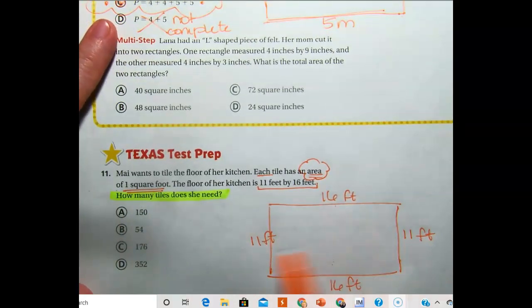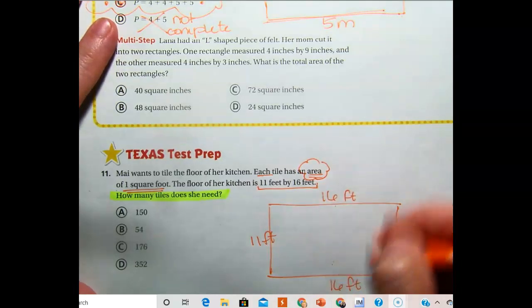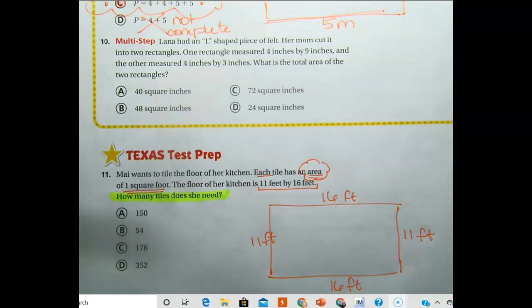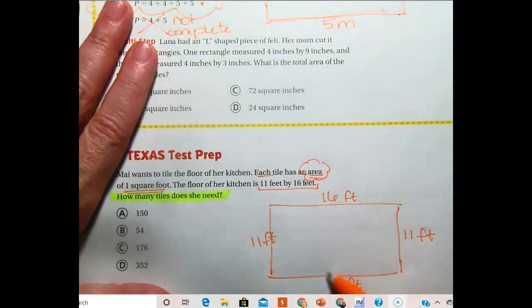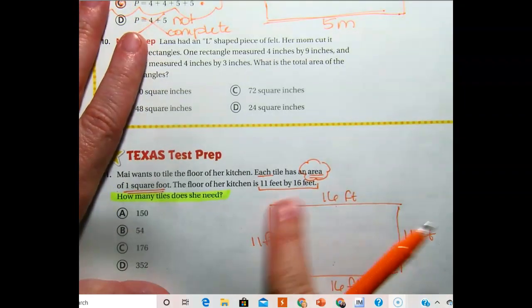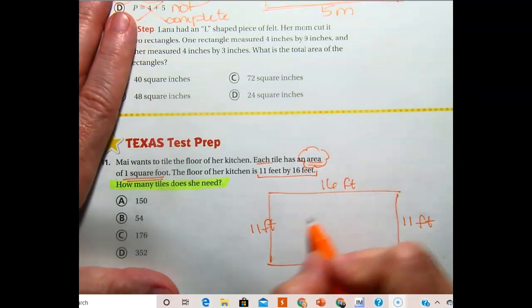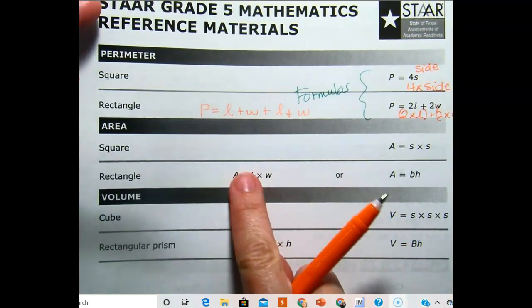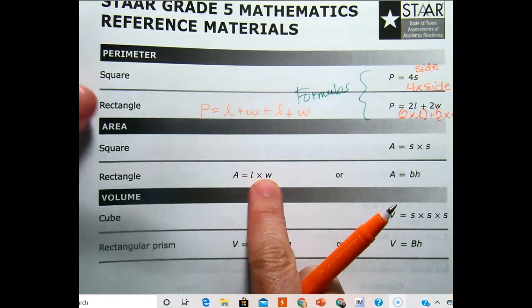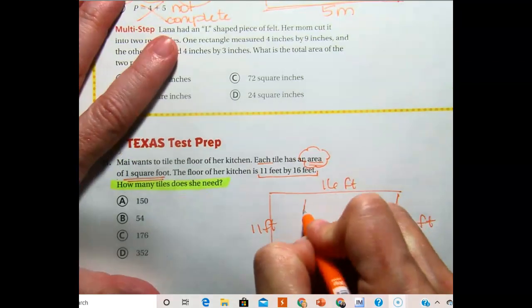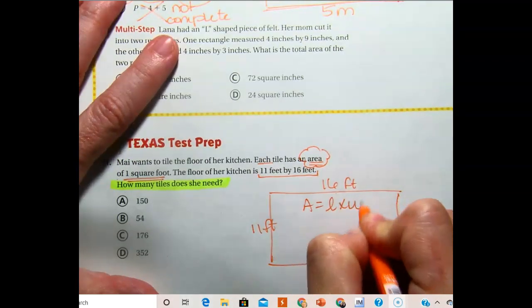So if we were actually to draw the rows and the columns, you would see that this is just simply a multiplication, 11 groups of 16. And that's how much space would be covered by all this tile. So what are we looking for? Area. So again, let's take our math chart, and A equals L times W. That's length times width. Let's write the formula. A equals length times width.